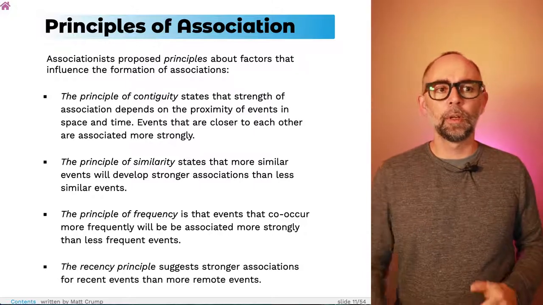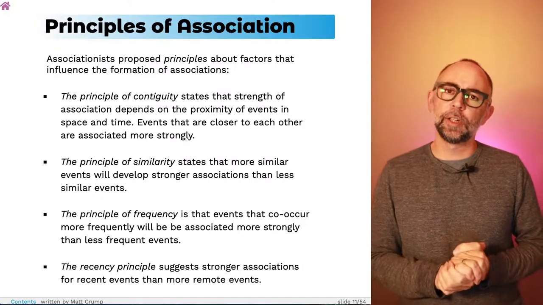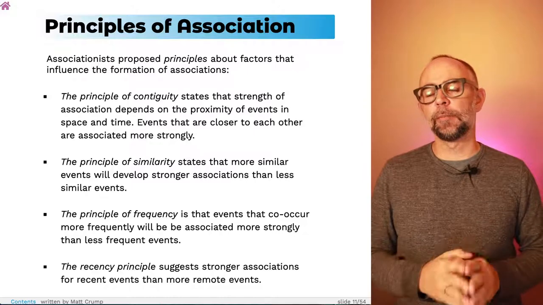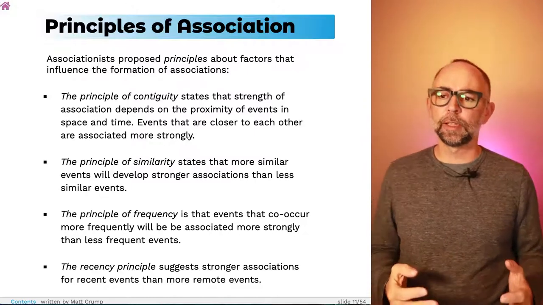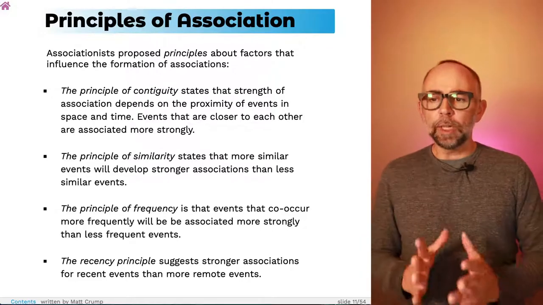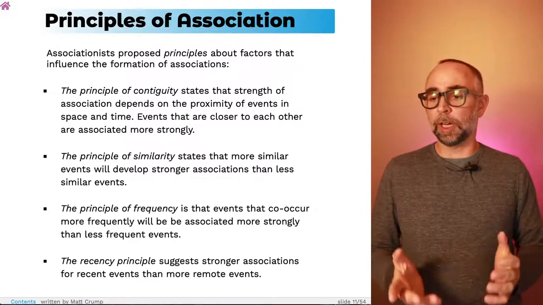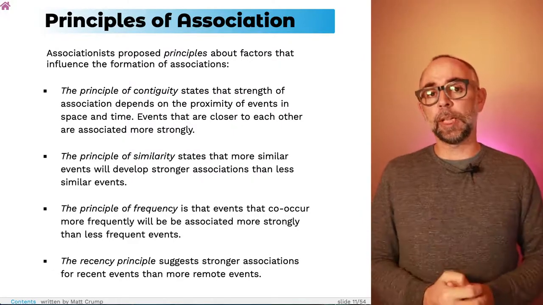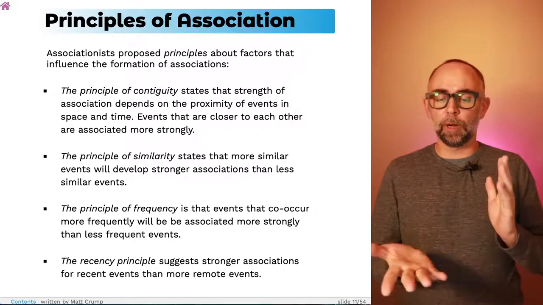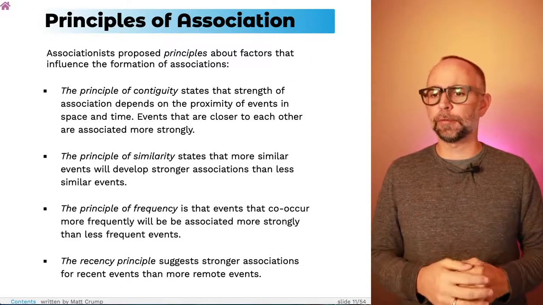The recency principle is that stronger associations will occur for more recently paired events in time compared to more remote events. It's a little bit like the principle of contiguity for time. Now we can look at these principles and think, yeah, maybe they all seem kind of reasonable. You could probably bring to mind some examples in your own life where how often or how far apart things were seems to influence your association for something.